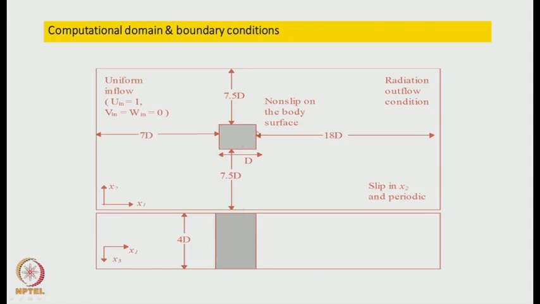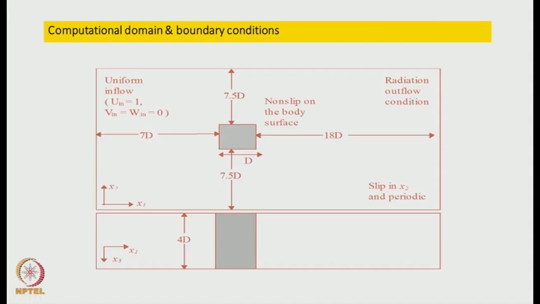And in the third direction, that is the x3 direction, z direction, the geometry is actually 2D, which means there is only one geometry, and in the other direction it extends to infinity. And we have taken the domain size to be 4D. Again there is a question of how 4D is arrived at. This again requires some experience and looking at the nature of the problem.